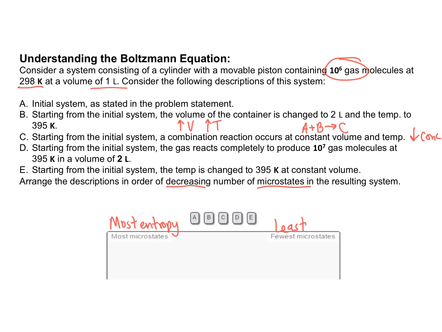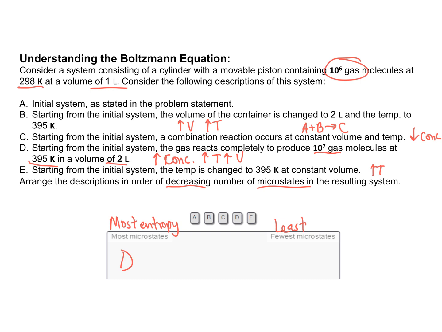D, starting from the initial system, the gas reacts completely to produce 10 to the 7 gas molecules at 395 and a volume of 2 liters. So here we've increased the concentration. We've increased the number of moles, we've increased the temperature, and I've increased the volume of that sample. And then last but not least, E, we start from the initial system and we increase the temperature to 395 Kelvin.